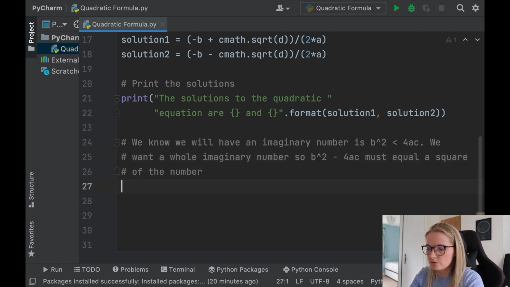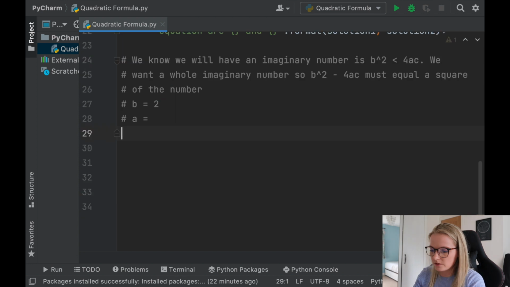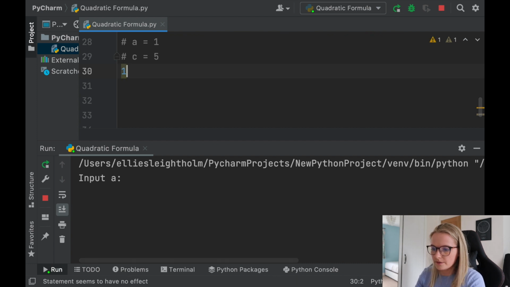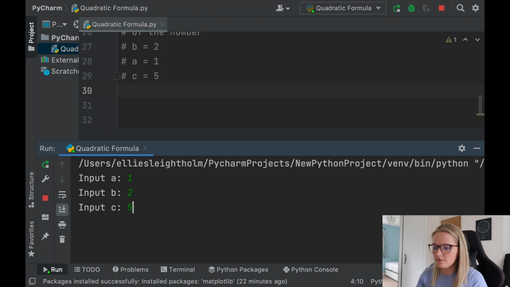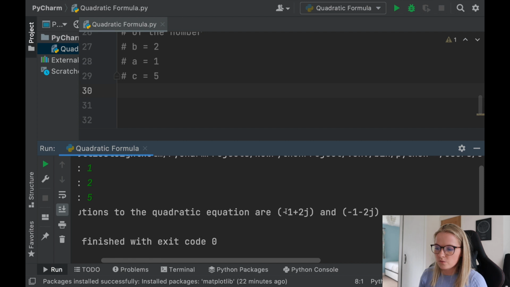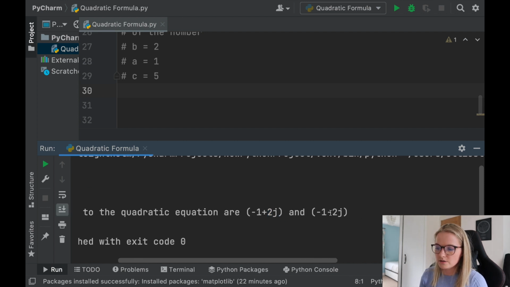So let's think of some examples. Let's say b is 2, and then we'll have 2 squared, which is 4, minus 4ac. So let's let a equal 1, and we'll let c equal 5, and then let's try this. So A is 1, B was 2, C is 5, let's see what we get, perfect. The solutions to the quadratic equation are minus 1 plus 2j and minus 1 minus 2j, so there we go, we've got 2, which is a whole number, perfect.